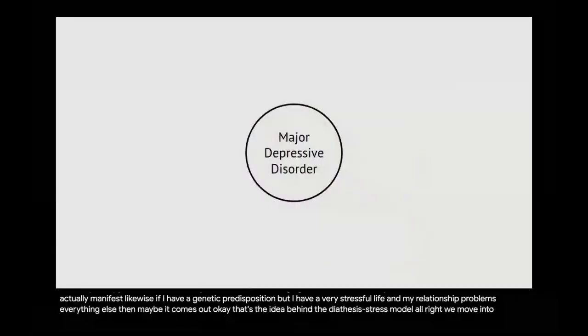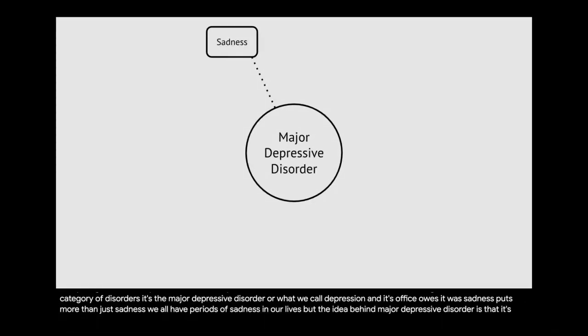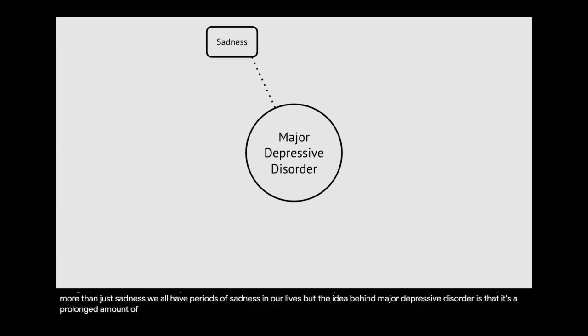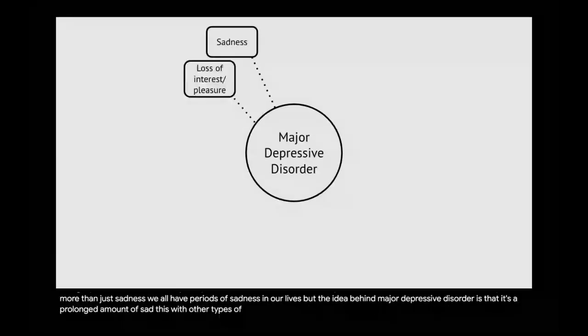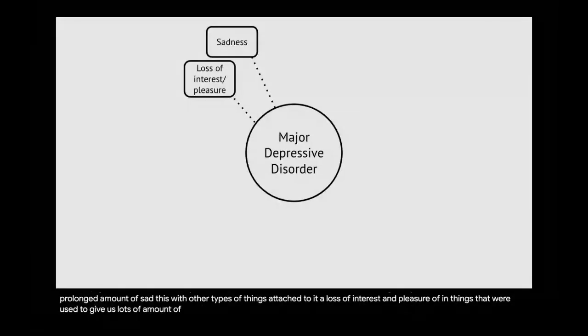All right, we move into another category of disorders. It's the major depressive disorder, or what we call depression. And it's often associated with sadness, but it's more than just sadness. We all have periods of sadness in our lives, but the idea behind major depressive disorder is that it's a prolonged amount of sadness with other types of things attached to it. A loss of interest and pleasure in things that used to give us lots of pleasure and happiness.